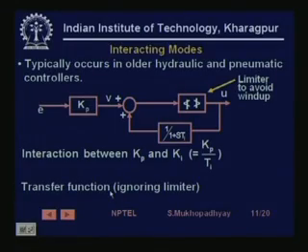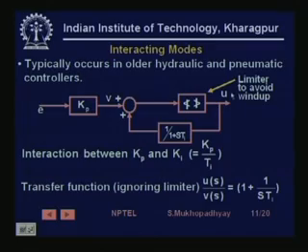And the transfer function between v and u, ignoring the limiter, this is a limiter, that is if the value goes beyond a certain value, it will limit it. If it goes below a certain value, it will also limit it. If you ignore the limiter for the time being, then you will find that the transfer function between u and v is given as 1 plus 1 by STI. So when you multiply it by kp, you get the transfer function of a PI controller, okay.